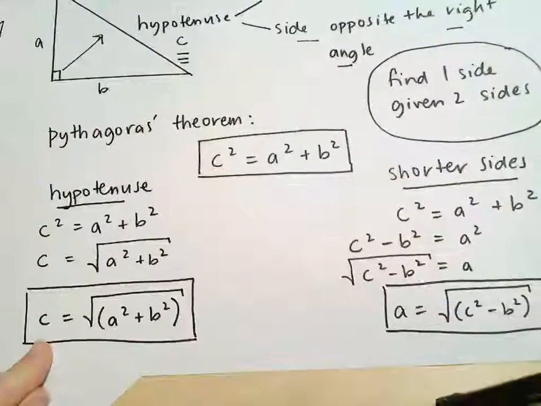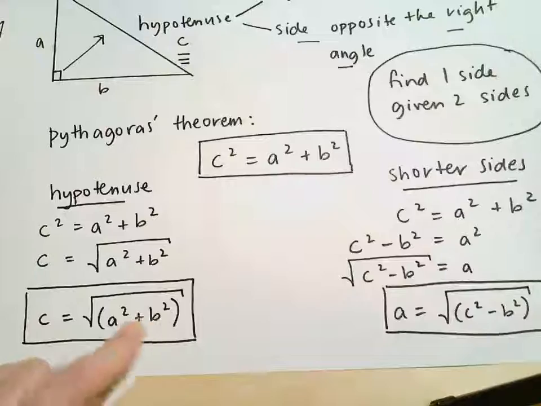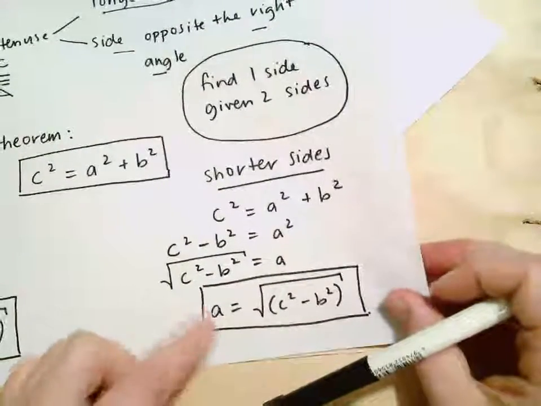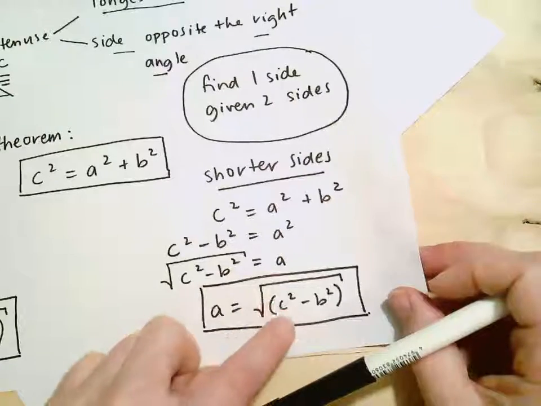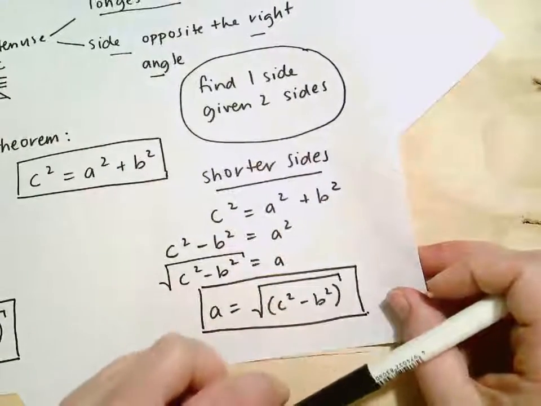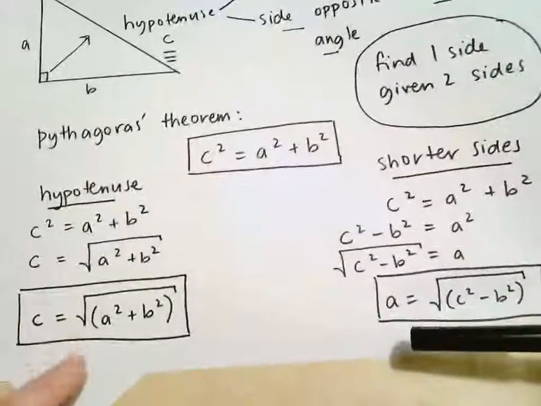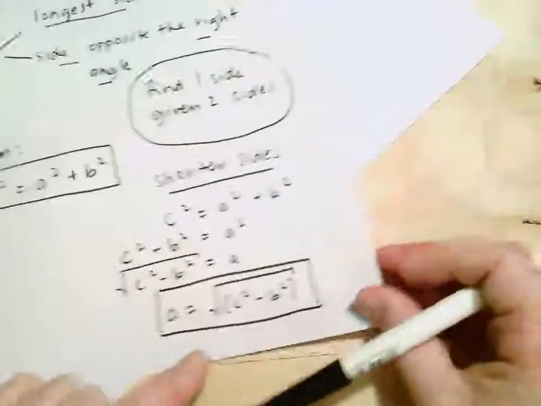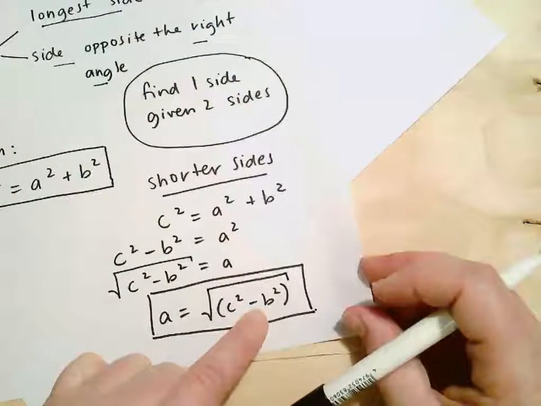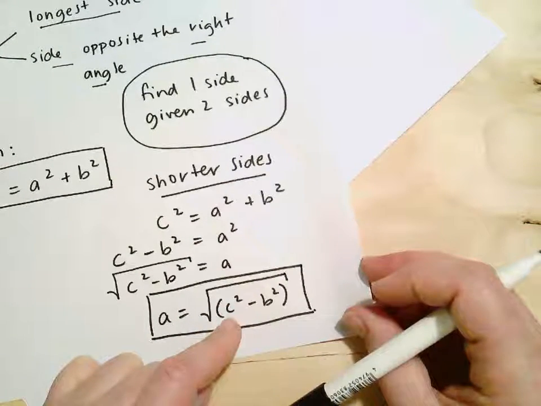To find the hypotenuse, we do the square root of the squared sides added together. To work out a shorter side, whether that's a or b, I do the square root of the hypotenuse squared minus the other side squared. So what are the key differences here? Well, in this case, there's an addition of the two shorter sides squared. In this case, there's a subtraction, but just notice that I'm always subtracting from the hypotenuse squared. So the c has to come first here.